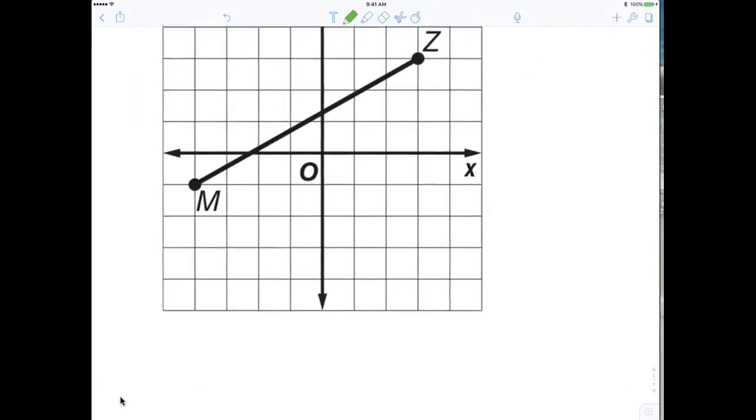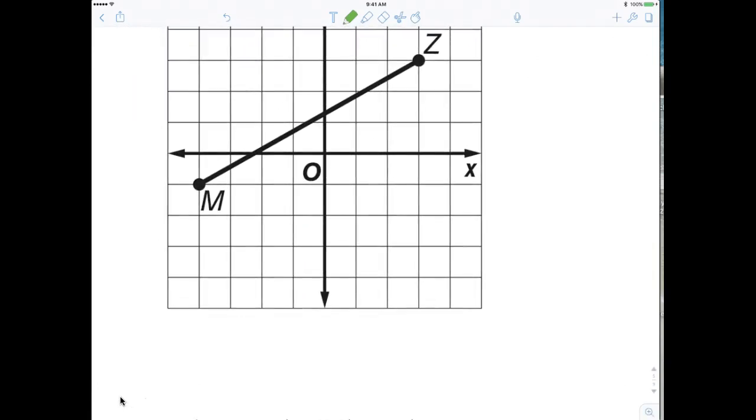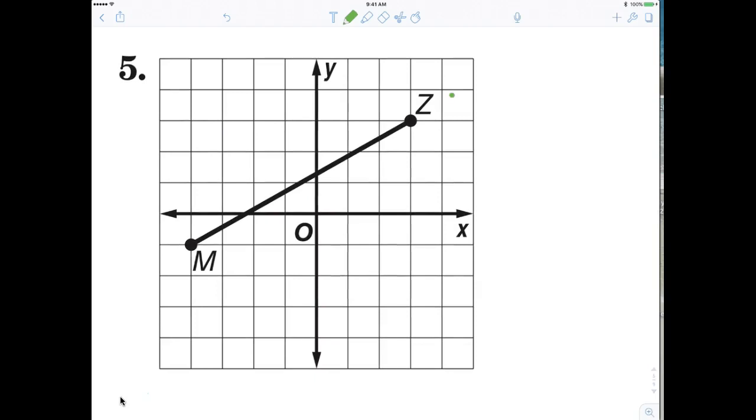Here's what I want everybody to do on their Notability. Actually, do me a favor. I want you to do M as x1, y1. And what's point Z going to be? Brilliant. x2, y2. So please make sure you do that. Do we know what the physical point is? And the answer would be yes, but I don't care about that right now.